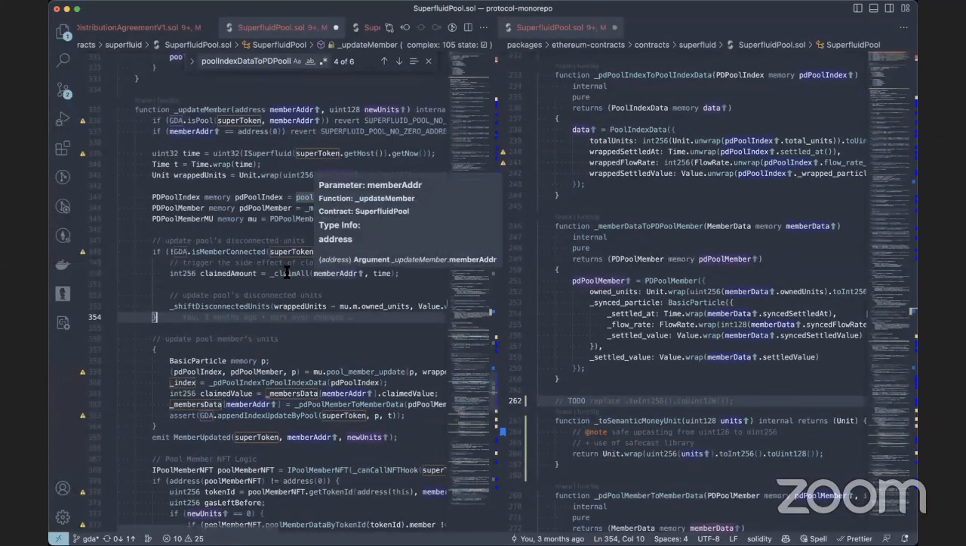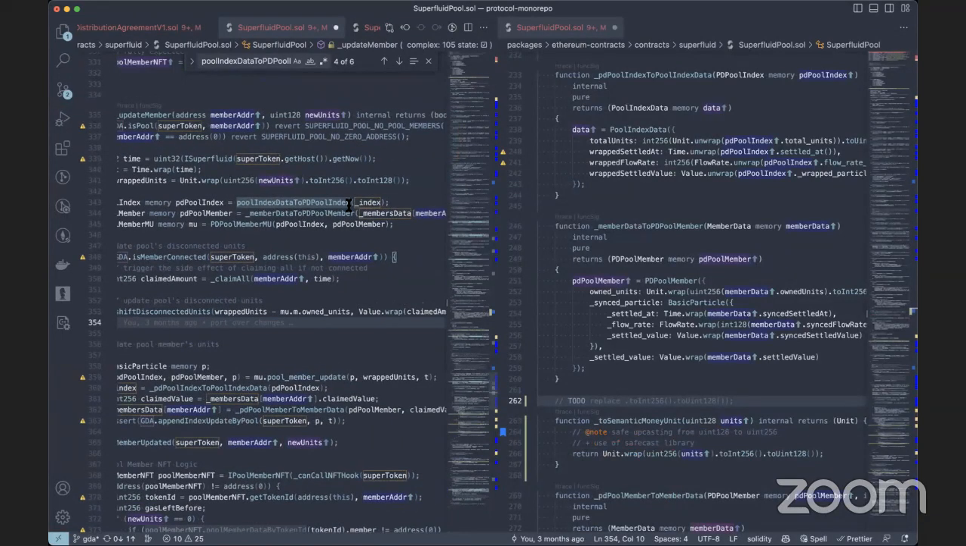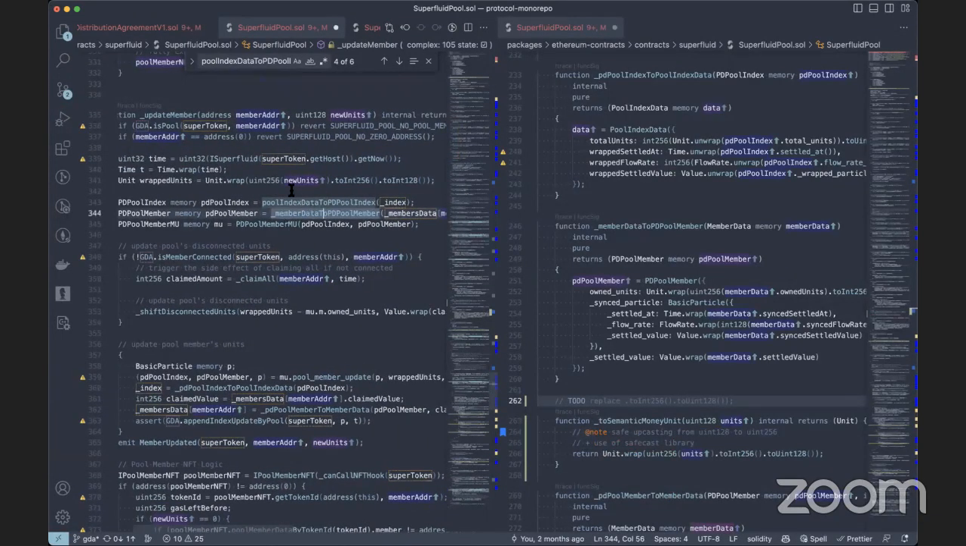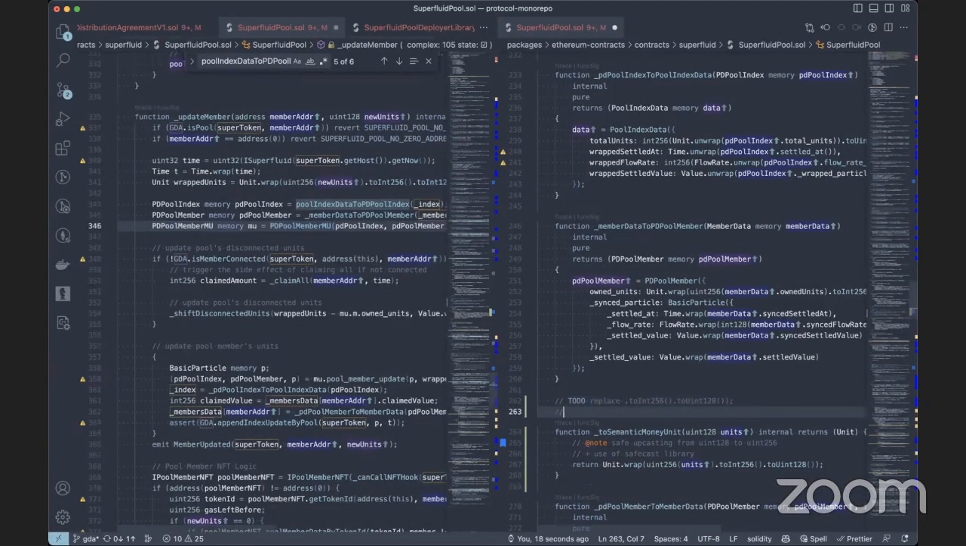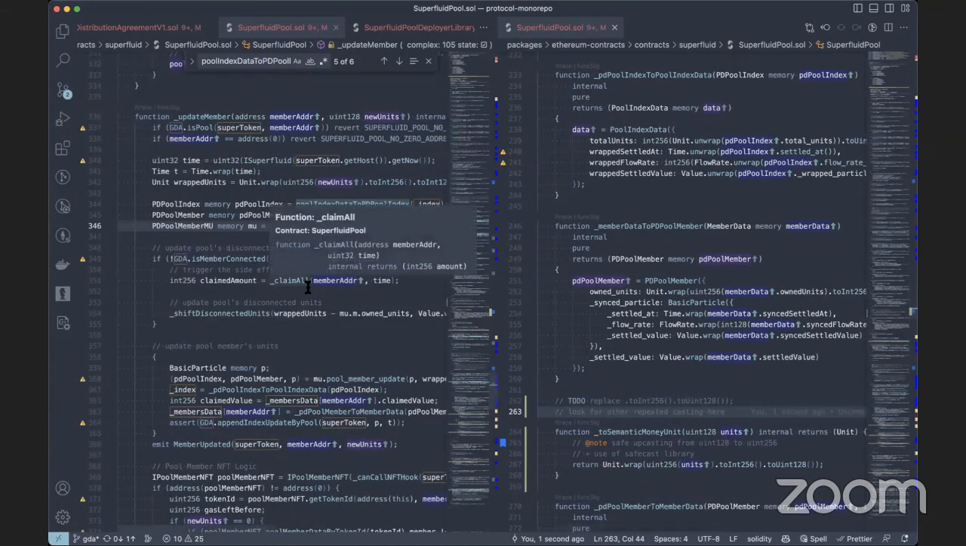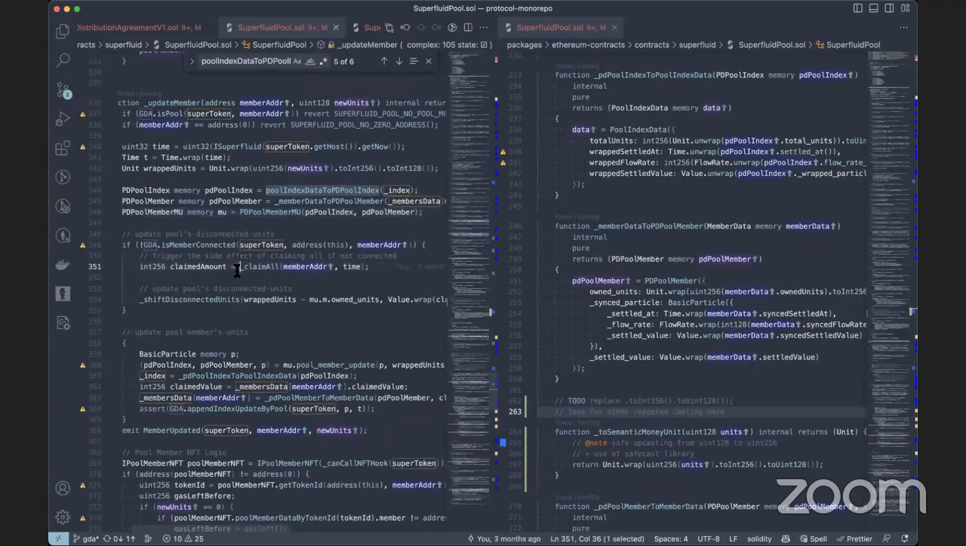Okay, so there's interfacing that needs to be done between semantic money and this, and we have a bunch of helper functions to help with that. I'll probably also look through and apply this same pattern. It will make the auditor's job easier, I think.